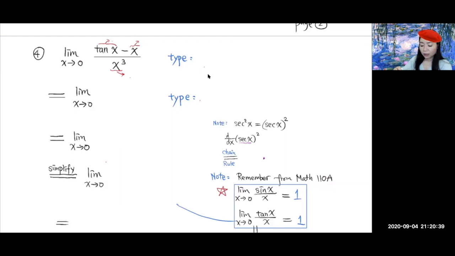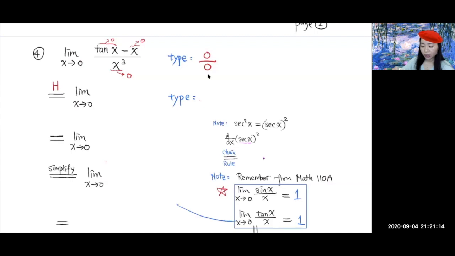As x goes to 0, tangent of x goes to 0, and x goes to 0. So the numerator goes to 0. The denominator also goes to 0. So this is the 0 over 0 type. So we'll apply L'Hopital's rule. We have an emergency, so we need to go to the hospital right away. So apply L'Hopital's rule.